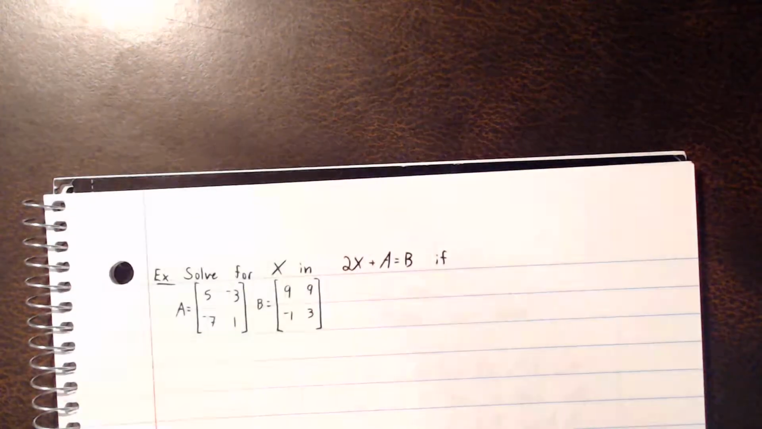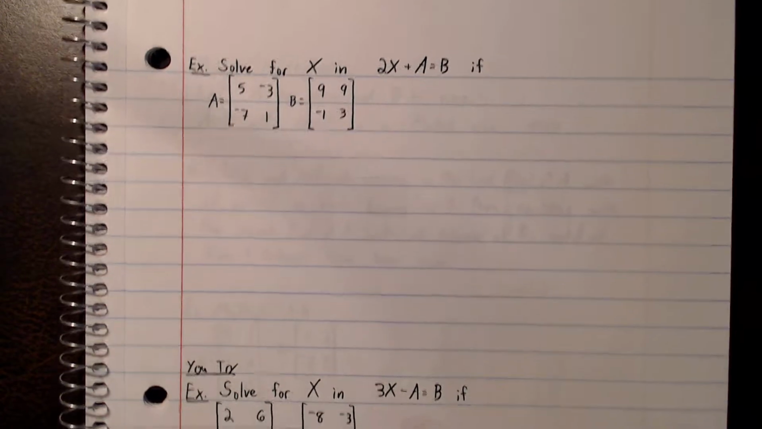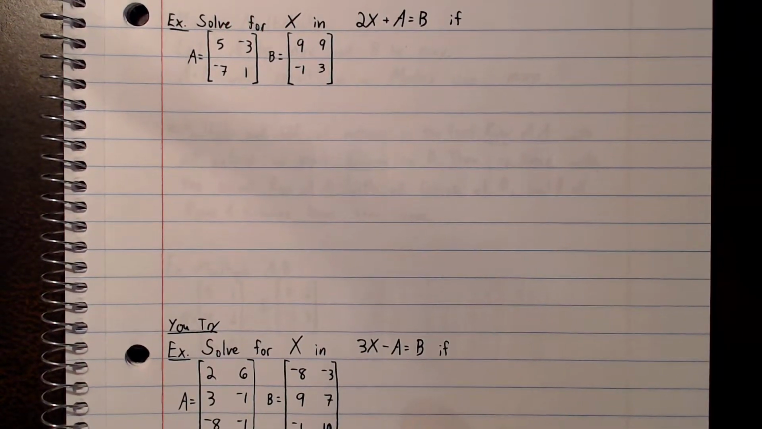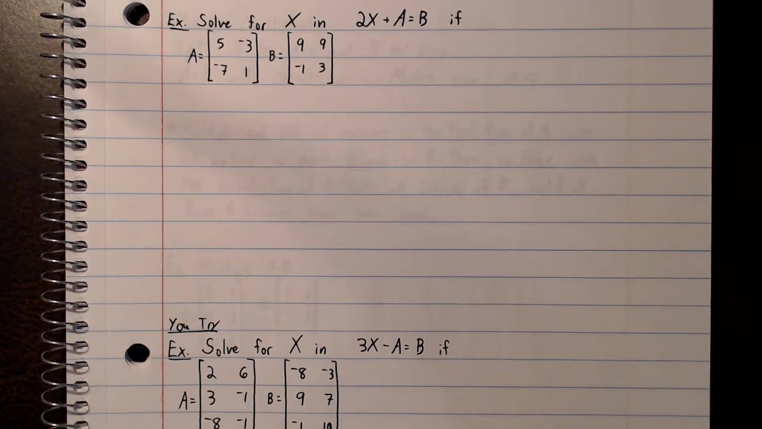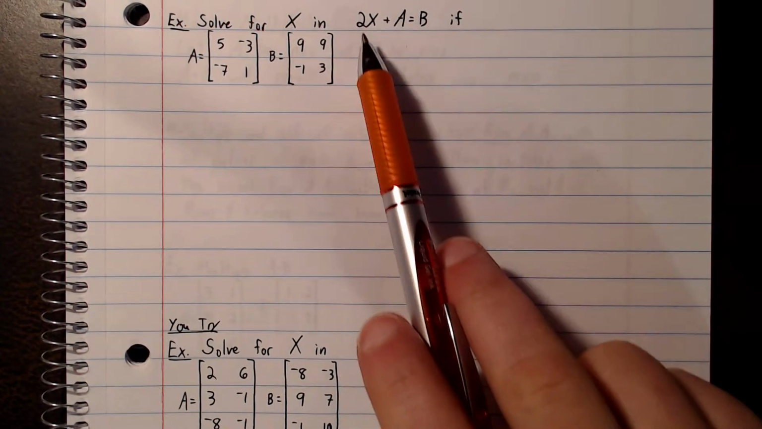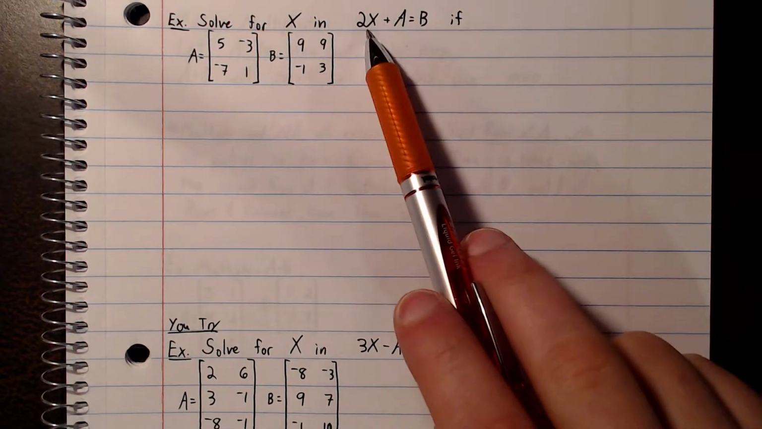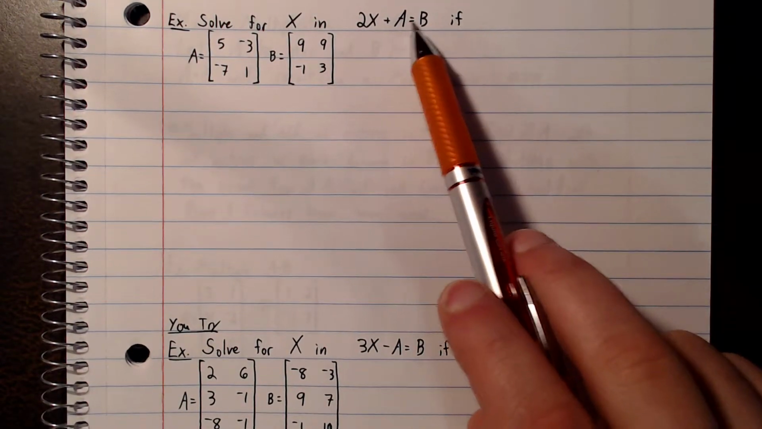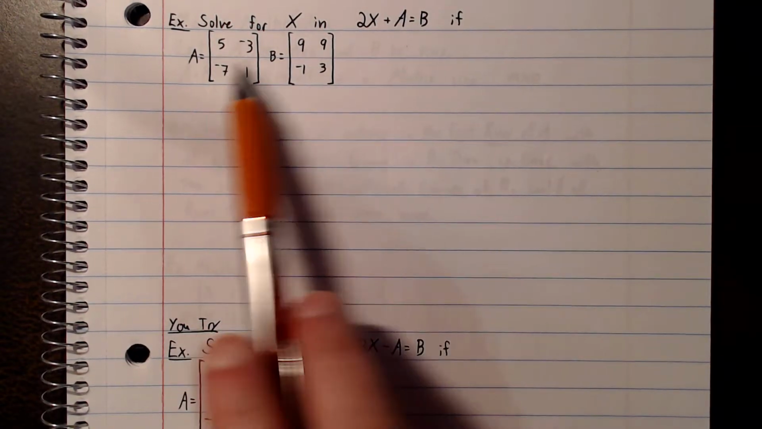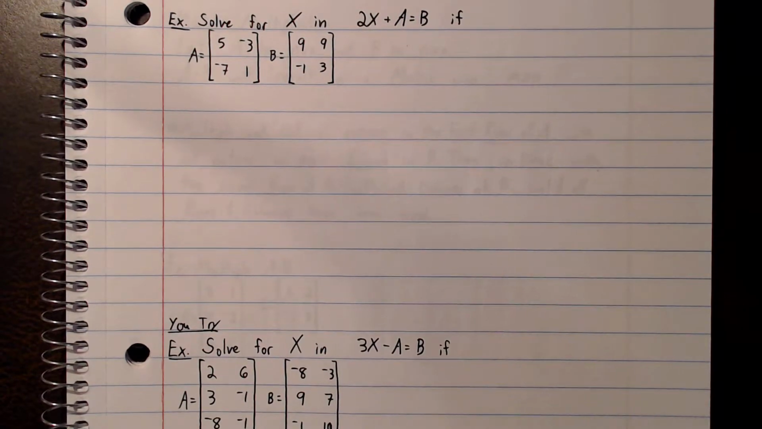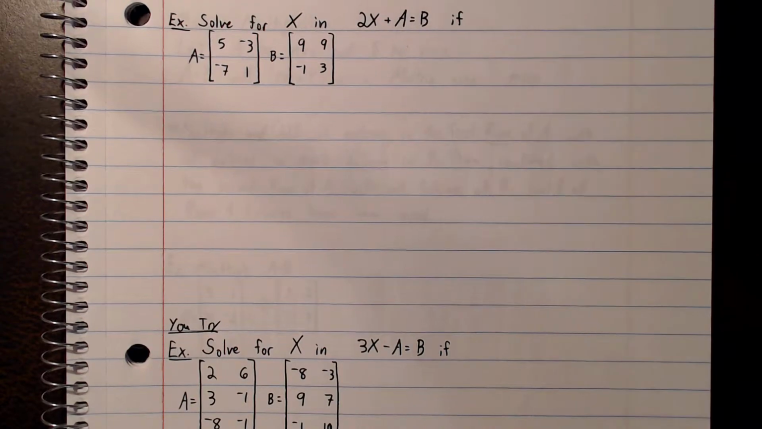Something else that we can do with scalar multiplication and matrix addition, we can solve, right? We can do algebra with matrices. I want to figure out the matrix that if we were to do two of those mystery matrices plus A, it's equal to B if these are what we're given for A and B. Okay, so we're doing algebra here. And how do we normally do algebra? We solve for x.